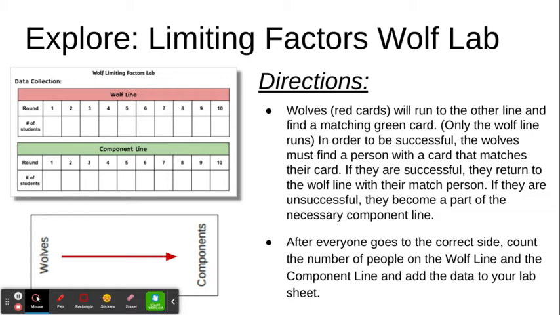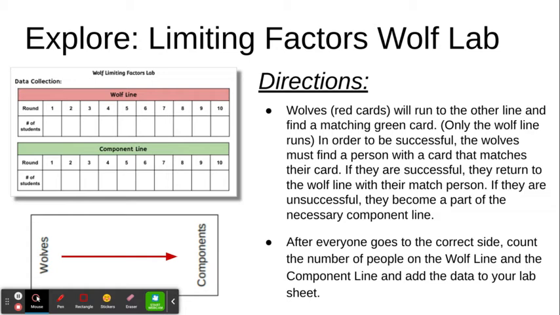So the students would be divided into 2 sections, the wolf line and the component line. They would be given cards, things like food, like water, any of the limiting factors, and they would go ahead and line up in the 2 lines, and somebody would take a bucket and they would go down the wolf line and give them the red cards so they could pick out each of those different types of limiting factors randomly. Same thing with the component line.